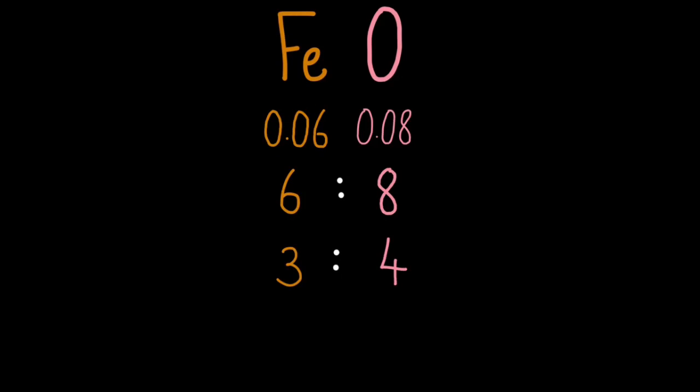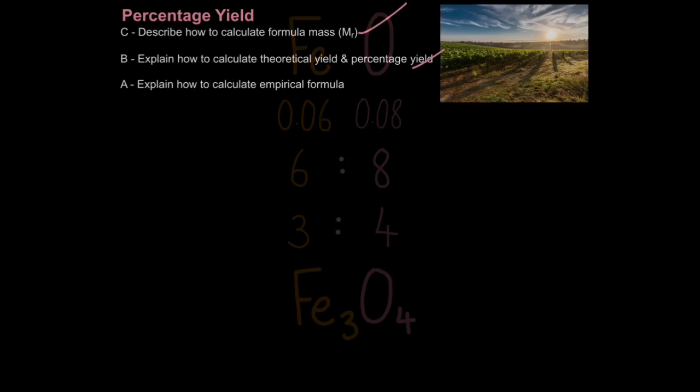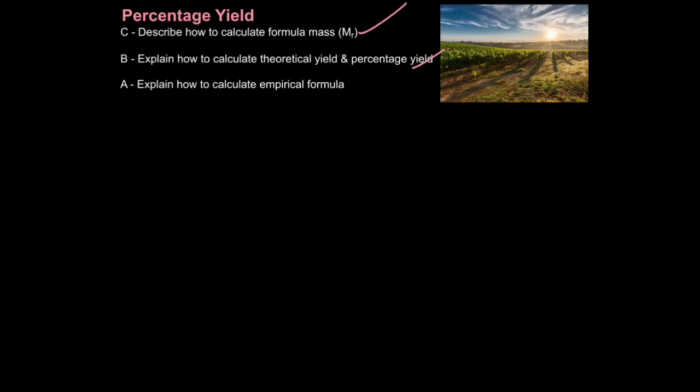So this can be simplified as follows. You just halve 6 to make 3 and halve 8 to make 4. This is the simplest ratio you can get. So this molecule of iron oxide has the empirical formula of Fe3O4, and that's as difficult as it gets. And that's how you explain how to calculate empirical formula.